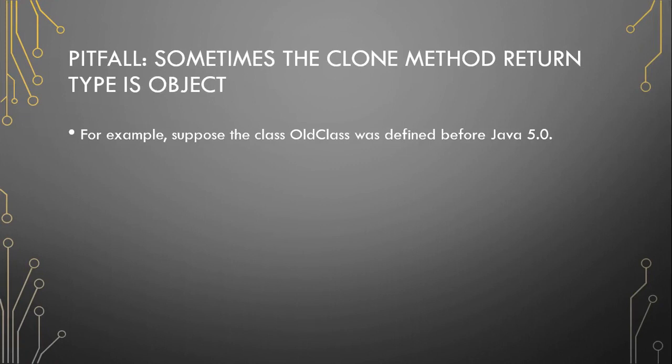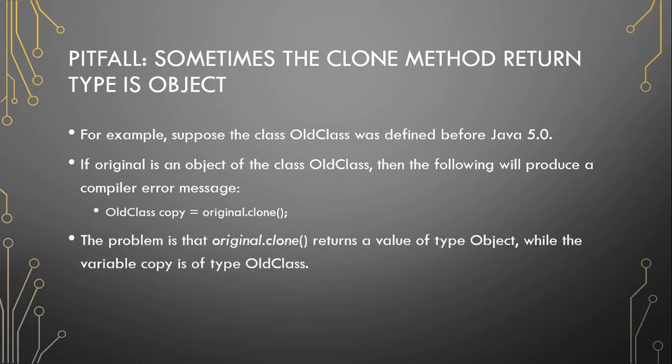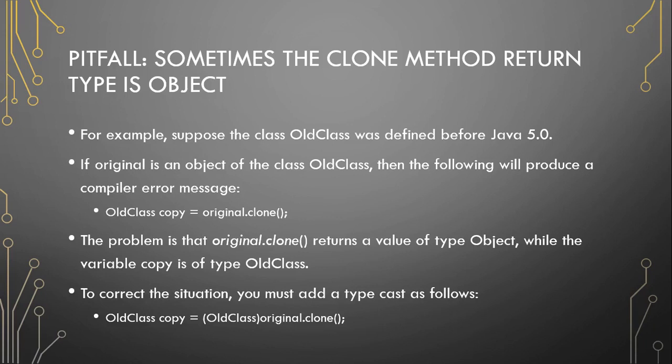So for example, suppose the class OldClass was defined for Java before 5.0. If original is an object of the class OldClass, then the following will produce a compile error message: OldClass copy = original.clone(). The problem is that original.clone() returns a value of type Object while the variable copy is of type OldClass. To correct the situation, you must add a typecast as follows: OldClass copy = (OldClass)original.clone().